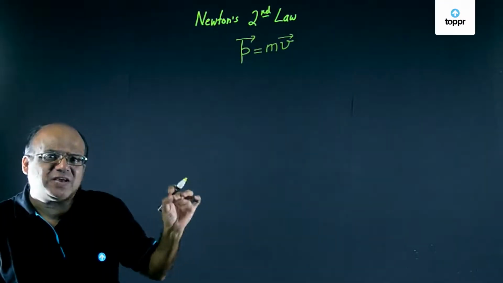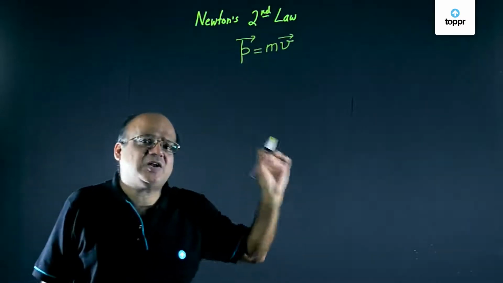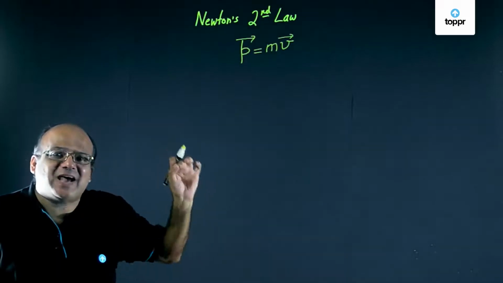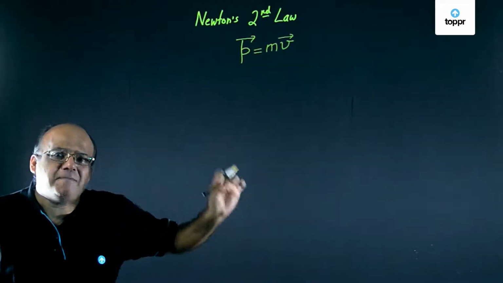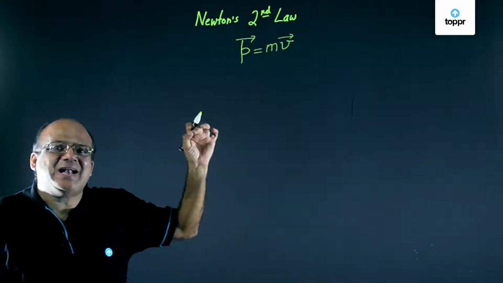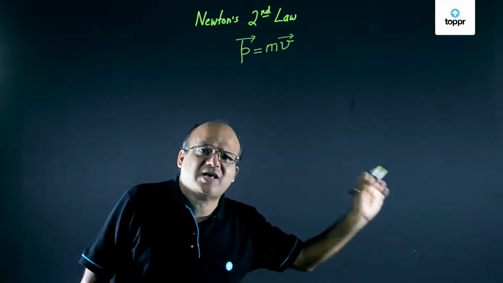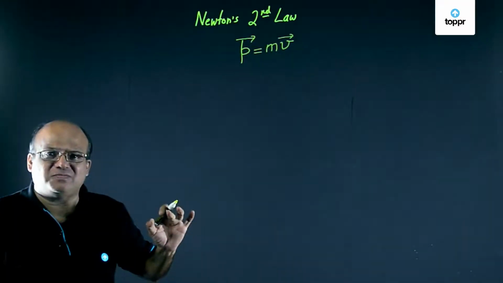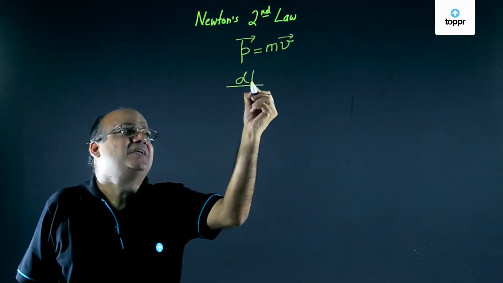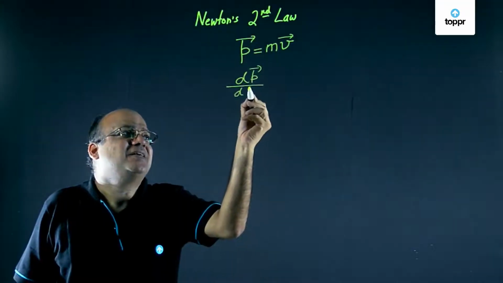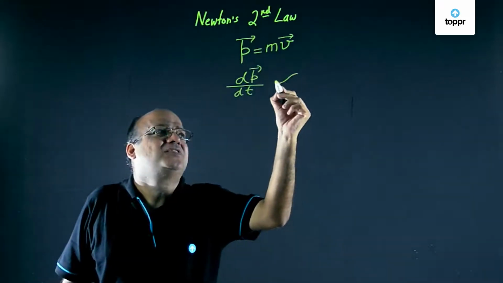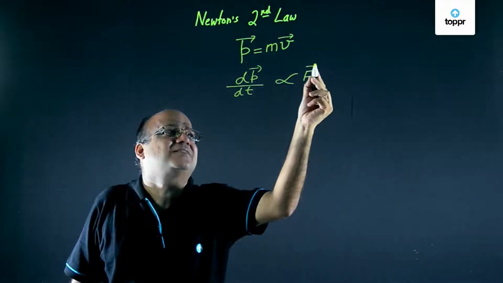Now what is Newton's second law? Newton's second law tells us that the rate of change of momentum is directly proportional to the impressed, that means applied, force, and takes place in the same direction as the force. So the rate of change of momentum, mathematically, is dp/dt. This is directly proportional to force. So this is what Newton's second law tells us.